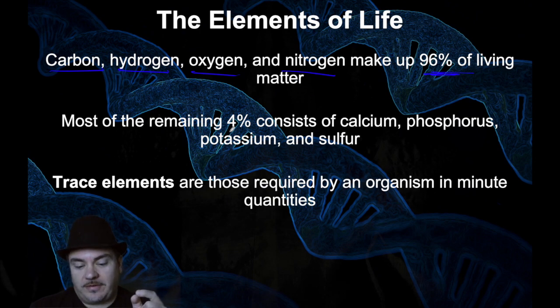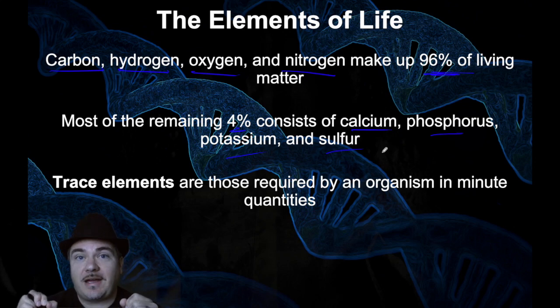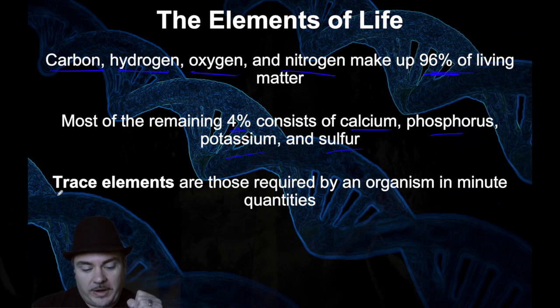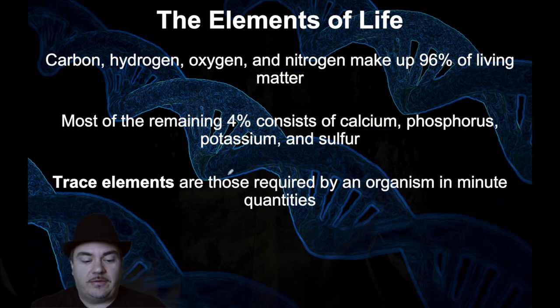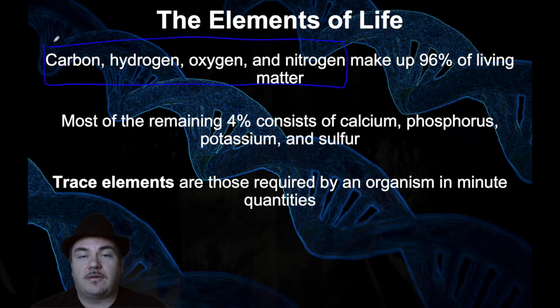Now, most of the other 4% is made up of calcium, phosphorus, potassium, and sulfur. And then there are elements that you do also need to live, but in very, very tiny amounts. Those are called trace elements because you need them in such small quantities. For example, you can't live without iron. You need iron in order to live, but you only need it in very, very tiny amounts, so that's called a trace element. Now, in this course, since it's studying biology, we're going to focus mostly on these 4.